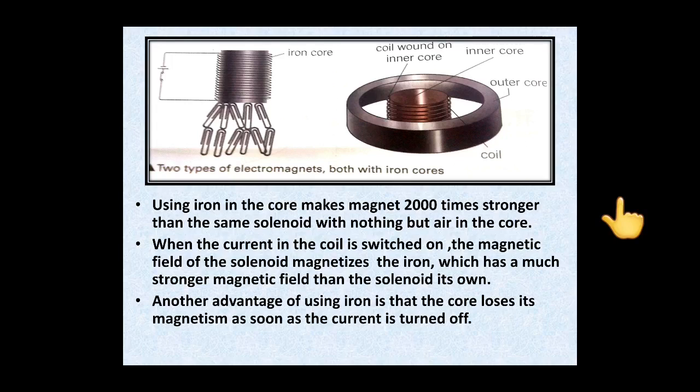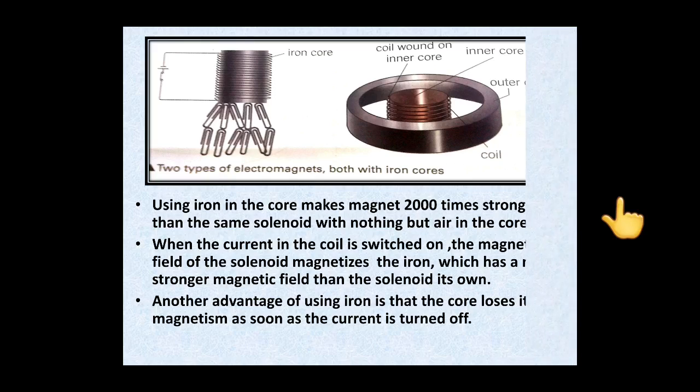Another advantage of using iron is that as it is a soft magnetic material, it will lose magnetism as soon as the current is turned off. This is required because an electromagnet is a temporary magnet.